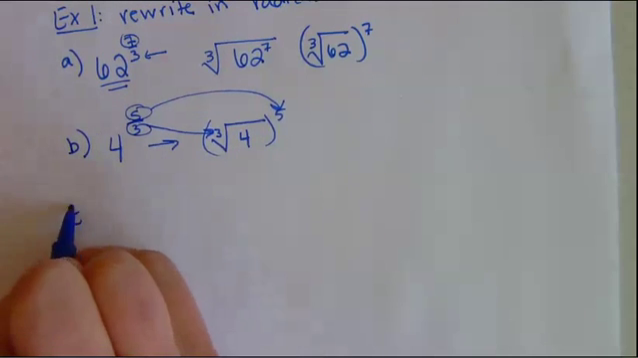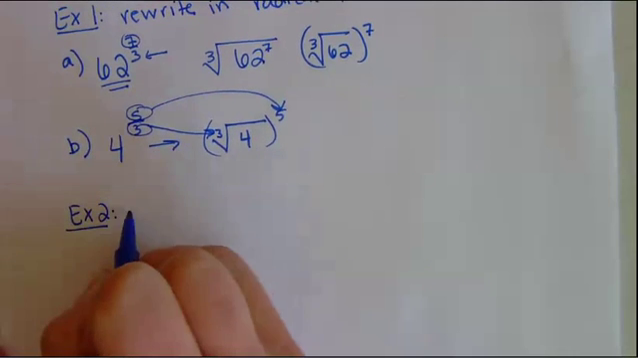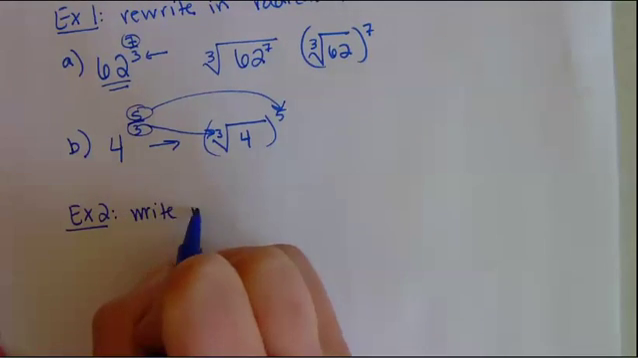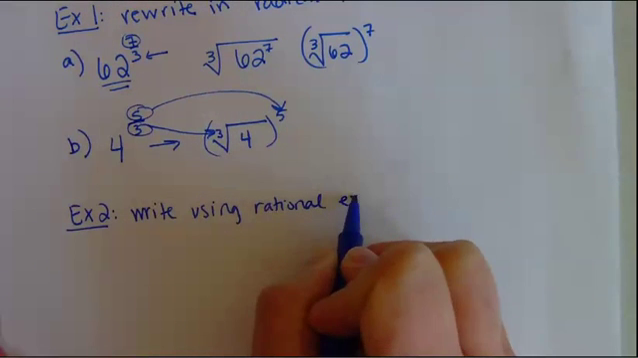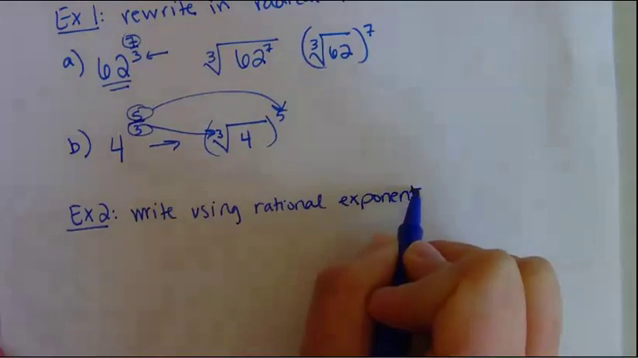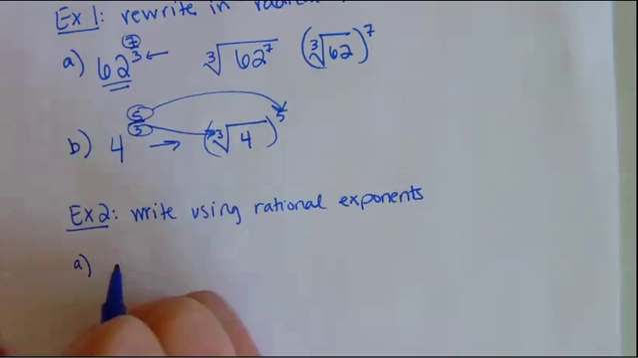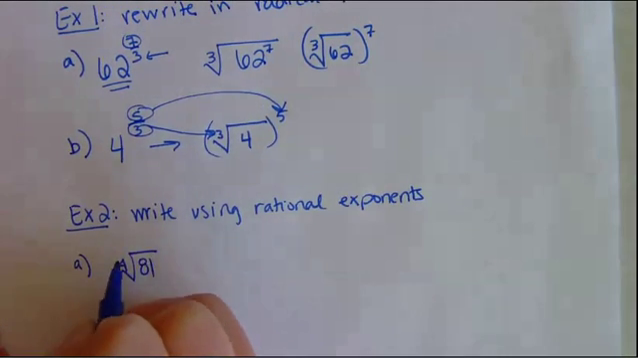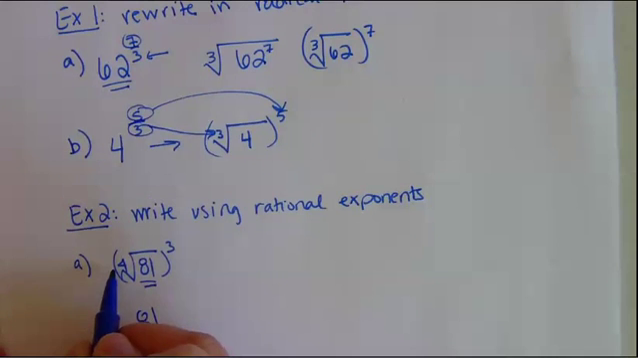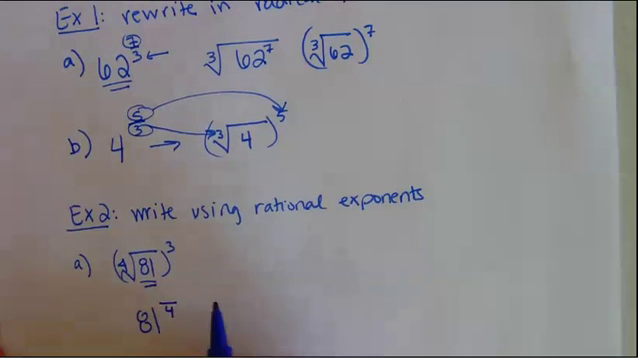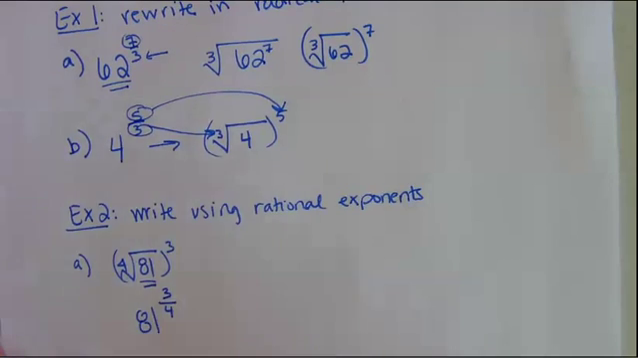So let's look at example 2. Let's go the other way. Write using rational exponents. So we're starting in radical form. Let's rewrite it using rational exponents. Whatever's inside the radical is going to become your base. And then the denominator is the index, so the denominator is 4, and the exponent is the numerator. So 81 to the 3/4 power.